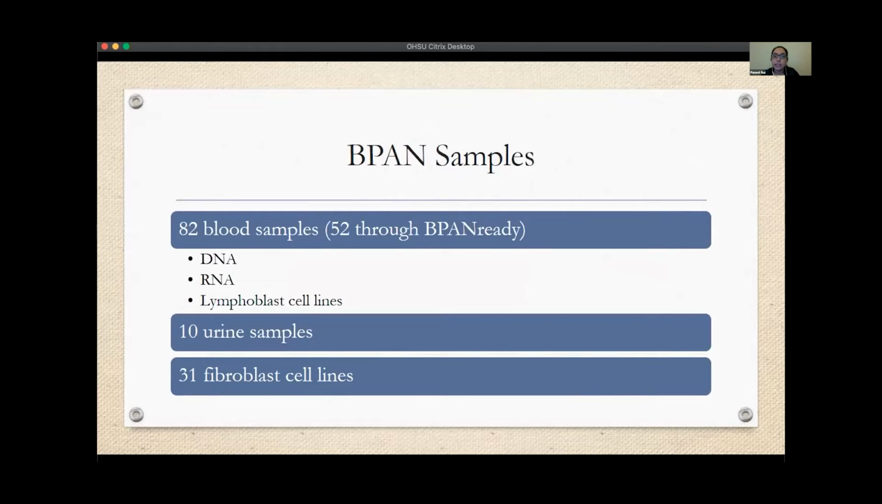And next is just a breakdown of the types of samples that we've collected so far as part of this natural history study. We've got 82 blood samples, 52 of which were obtained exclusively through BPANready. We've got 10 urine samples and 31 fibroblast cell lines.